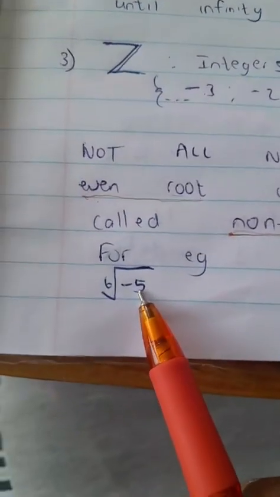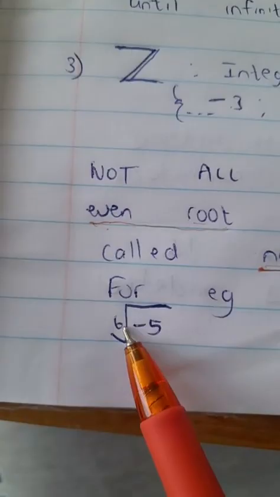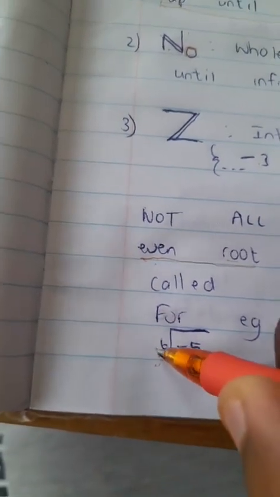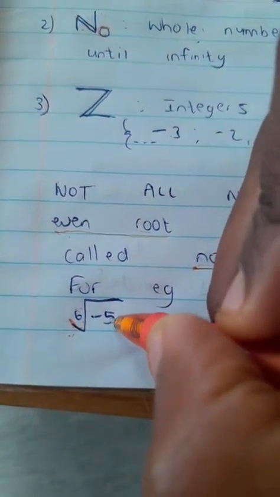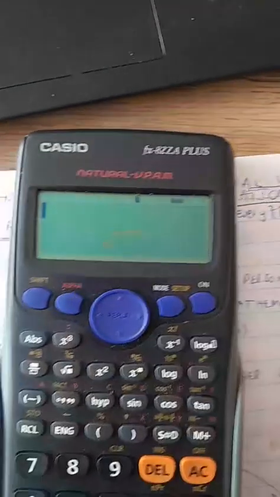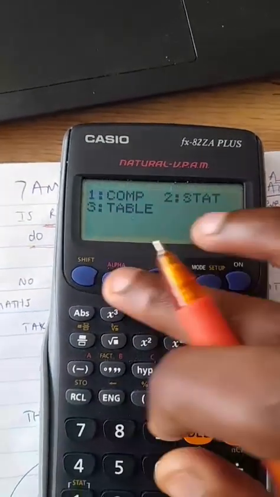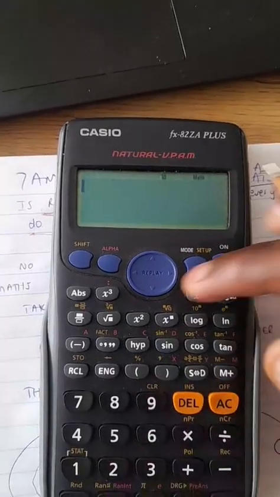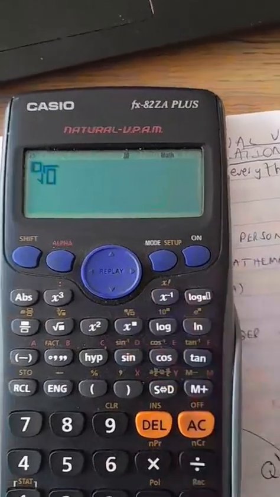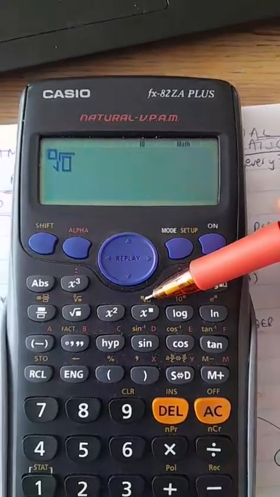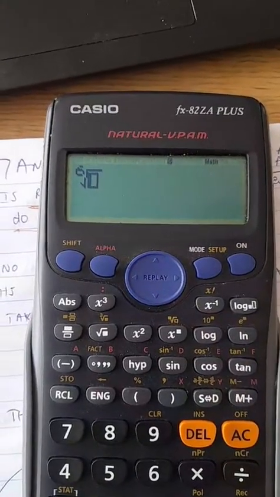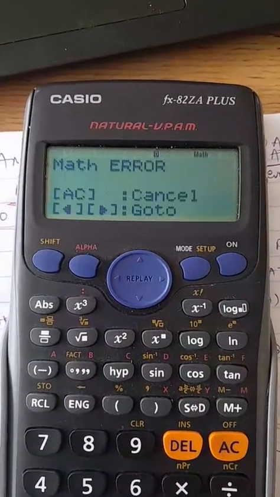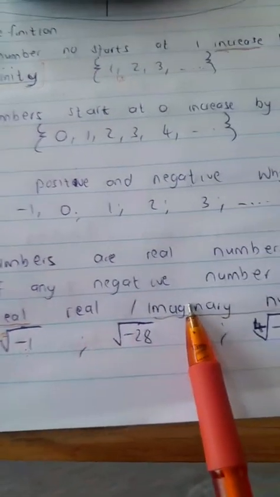Then let's look at this one. The sixth root. So the 6 here, remember, this is the sixth root. This is another even root, but it's a negative number inside the root, so we should get what we refer to as a non-real number. So let's go again. Shift, and then we press here so that we can access this option, which will allow us to punch in the number 6, and then let's put in the -5. What do we get? Maths error. Do you see that, guys? So these here are non-real numbers.